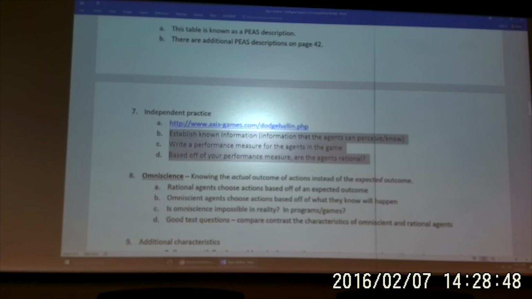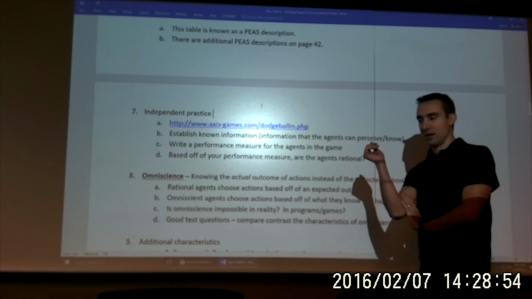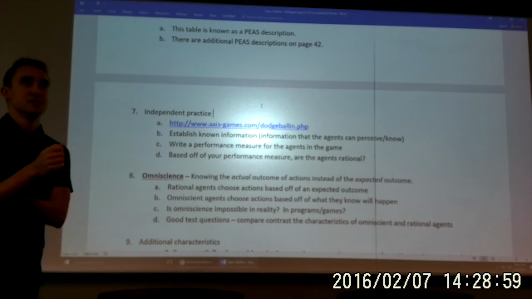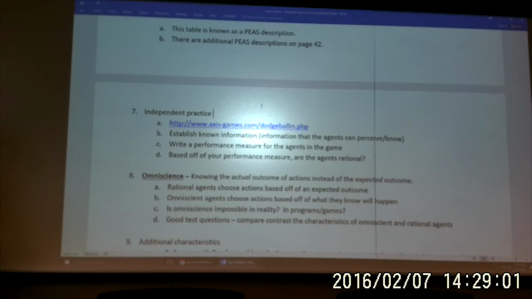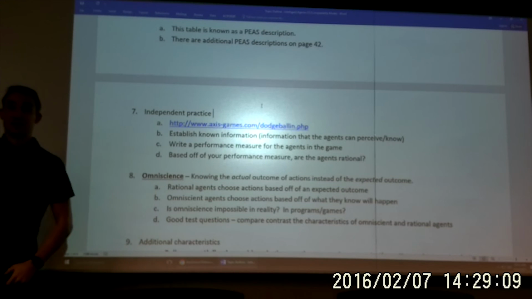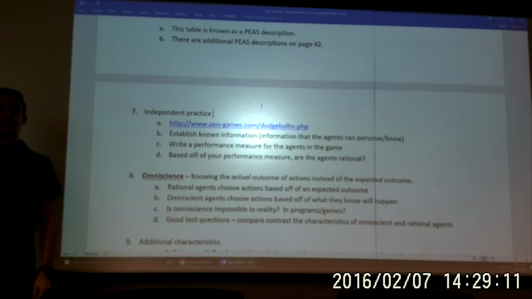So we're going to look at a game. This is a game that some students made about 9 years ago. Okay, it's a long time ago. It's a dodgeball game. Top down, 3-on-3. Everybody knows dodgeball? Anybody not know dodgeball? Throw a ball at somebody and try to dodge it.